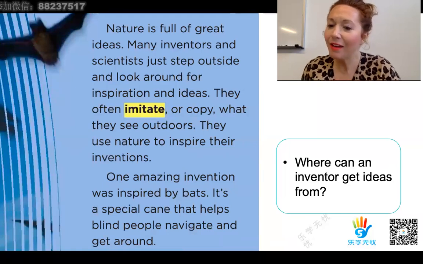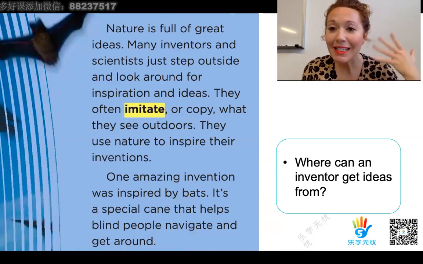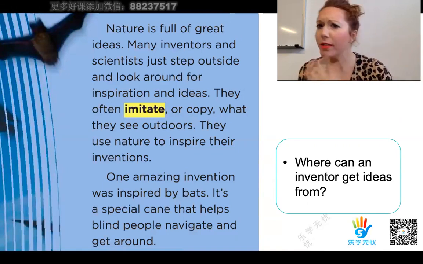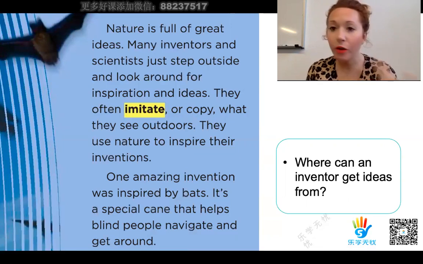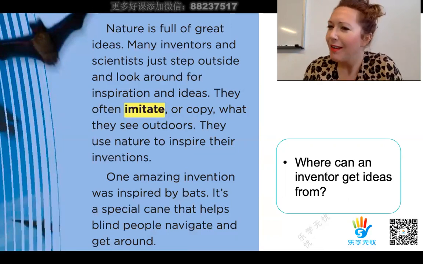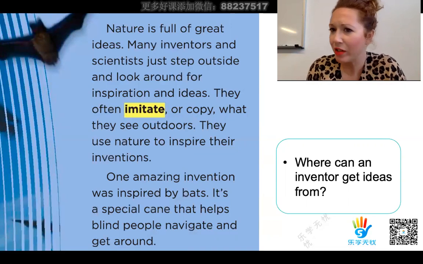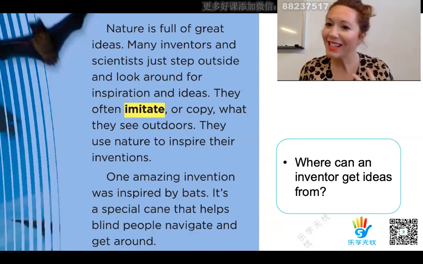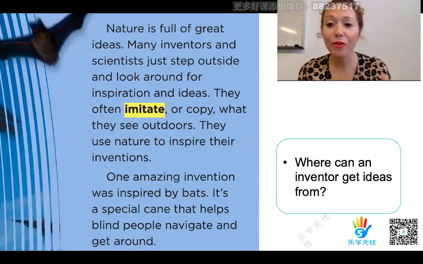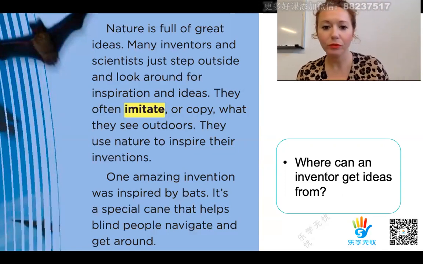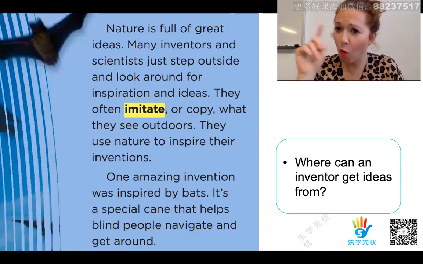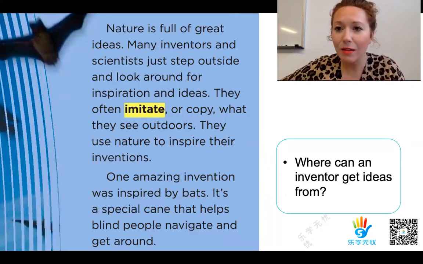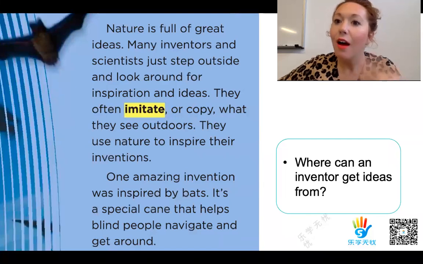Now, where can an inventor get some ideas from? Good, just going outside and having a look around and observing. Now, do you know what is an inventor? Someone who creates new things for the very first time. So what is it that one inventor created by studying bats? A cane.